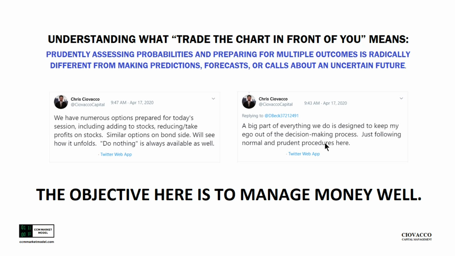It's incredibly important to understand what trade the chart in front of you means. Prudently assessing probabilities and preparing for multiple outcomes is radically different from making predictions, forecasts, or calls about an uncertain future. If you want to bring your ego into the equation, start forecasting.